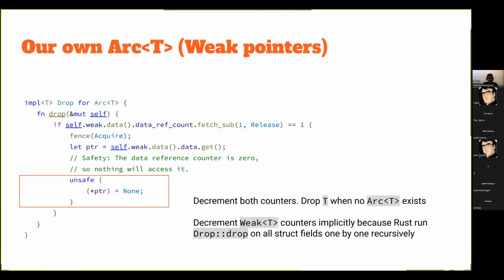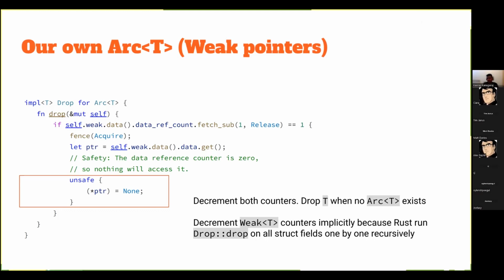And then this is for Arc, right? When we reduce this Weak, we said there can be a Weak pointer without the actual data. So when we drop an Arc, we care about the data reference count here, right? This count, data ref count, only represents the number of Arcs out there. As soon as there is no other Arc out there, we can deallocate the actual T, the actual data itself. And we do that by getting the pointer to the data.